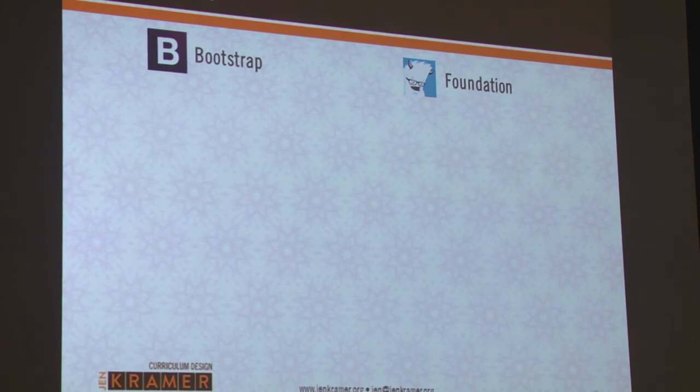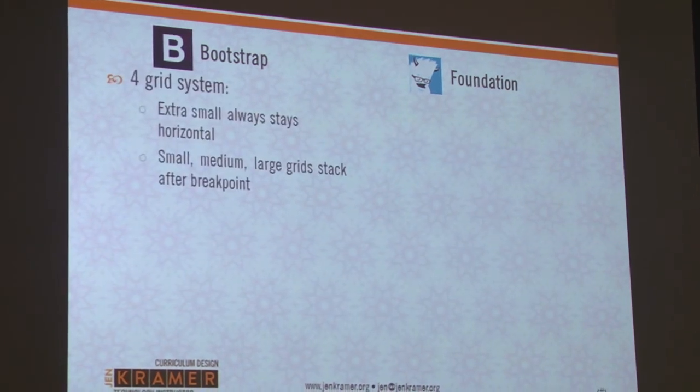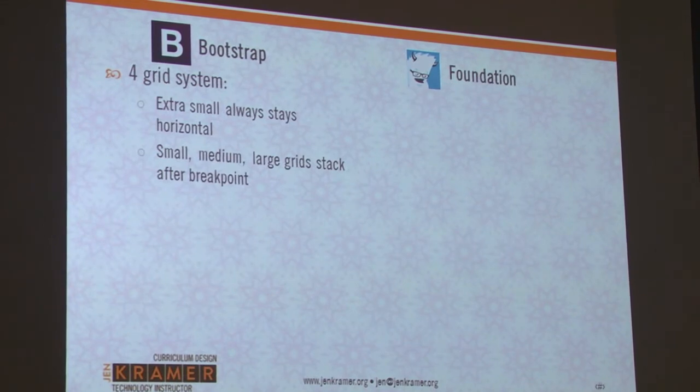The grid systems. All right, like I said before, Bootstrap has this 4-grid system now. There's an extra small grid, which is everything's going to stay horizontal. No matter how big or how small the screen is, you're always going to have that number of columns. Okay? And then there's small, medium, and large grids that are going to stack at various breakpoints. Okay, so you go from going across the screen horizontally to things stacking vertically, is what happens.